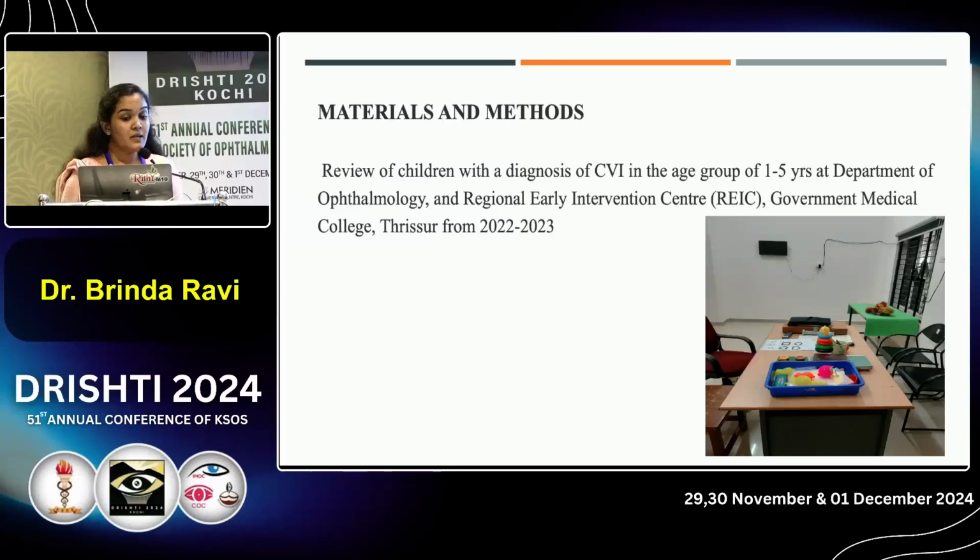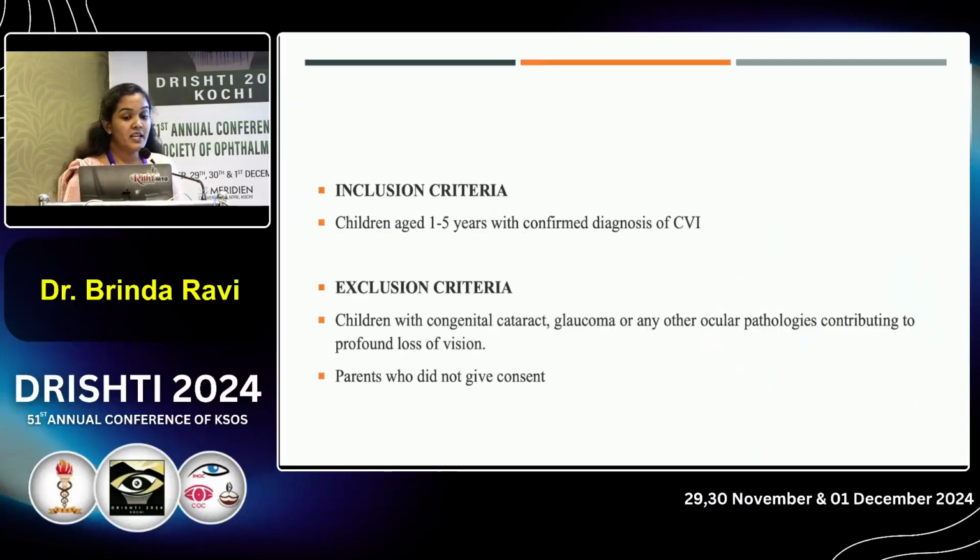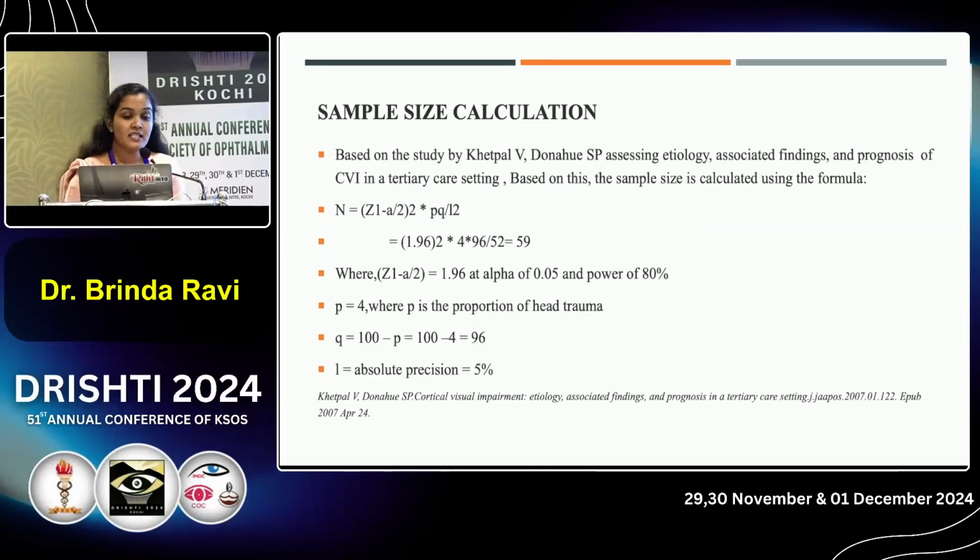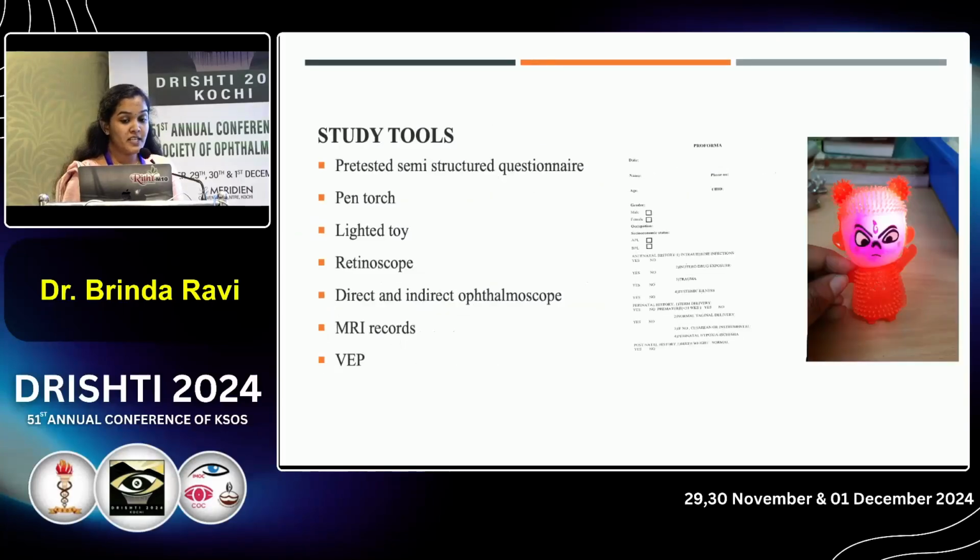5 years at the Department of Ophthalmology, Regional Early Intervention Center, Government Medical College, Thrissur, from a time period of 2022 to 2023. Inclusion criteria: children aged 1 to 5 years with confirmed diagnosis of CVI. Exclusion criteria: children with profound visual loss due to congenital cataract, glaucoma, or any other ocular pathologies. Sample size was calculated based on the study by Khetpal V, and it was found to be 59.